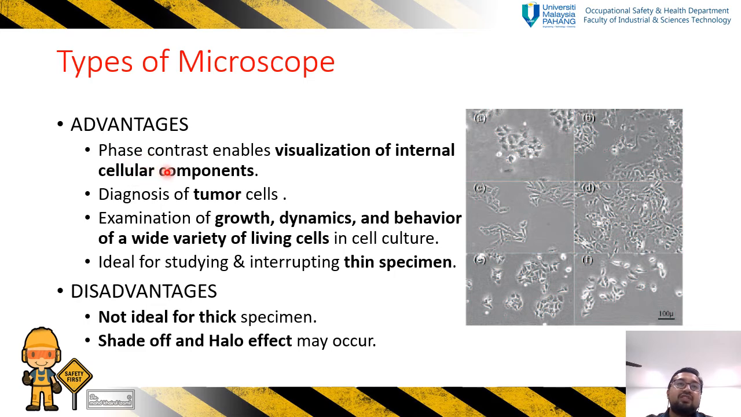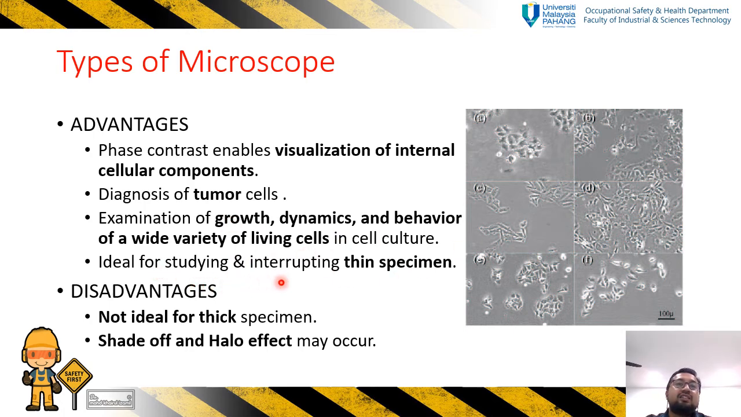So advantages dia, phase contrast enable visualization of internal cellular components, sangat berguna diagnosis of tumor cells, examination of growth, dynamics and behavior of a wide variety of living cells in cell culture. Sebab itulah dia sangat berguna untuk tumor. Sebab tumor cells ni sel sentiasa aktif. Yang sentiasa kita panggil divide kan. So untuk growth, dynamics and behavior of a wide variety of living cells, ia sangat berguna lah.